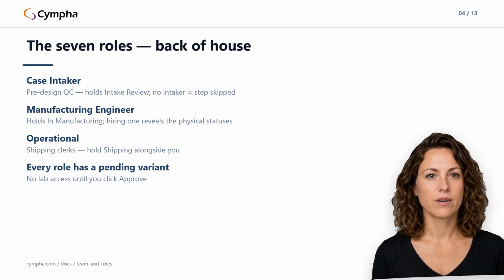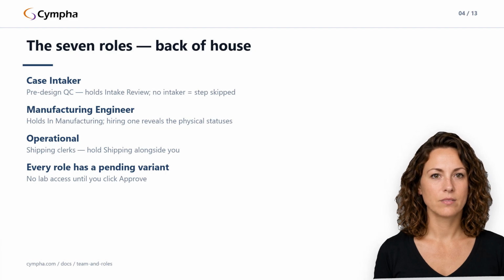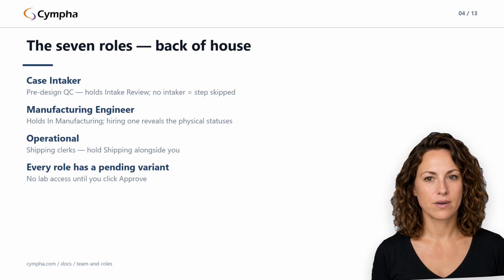Your job at this stage is a short briefing message. Send each new team member 4 things. 1. The sign-up link at app.cympha.com. 2. The exact email of your lab manager account, the one you'd see on your profile page, because they'll need it on the role selection screen, spelled exactly.